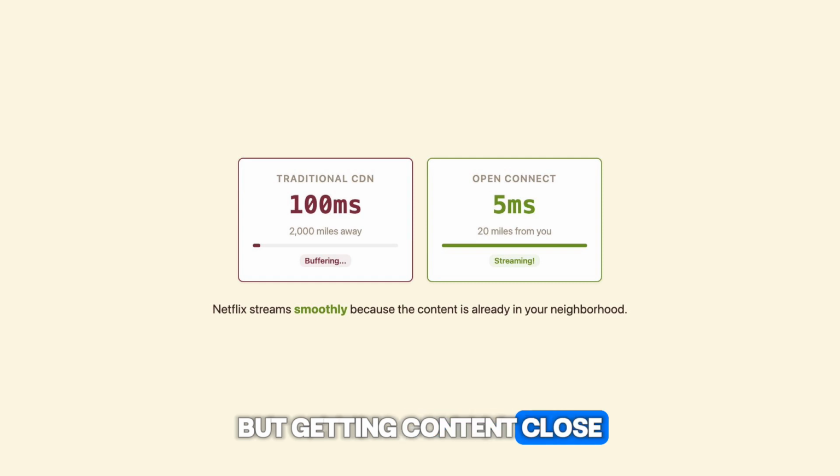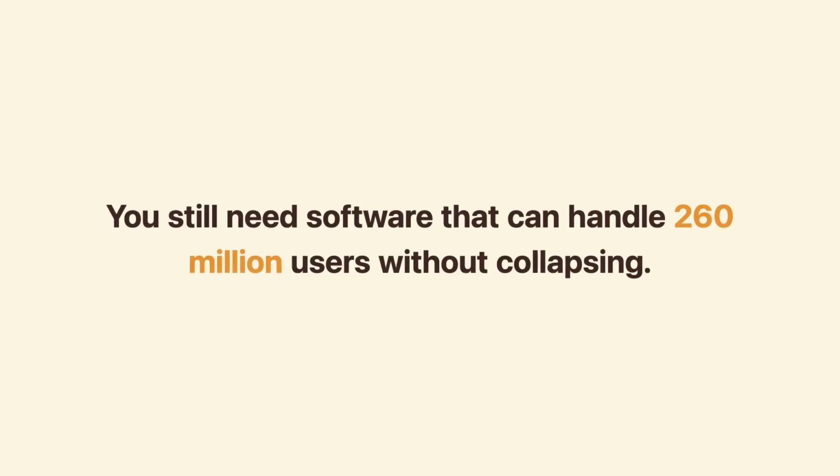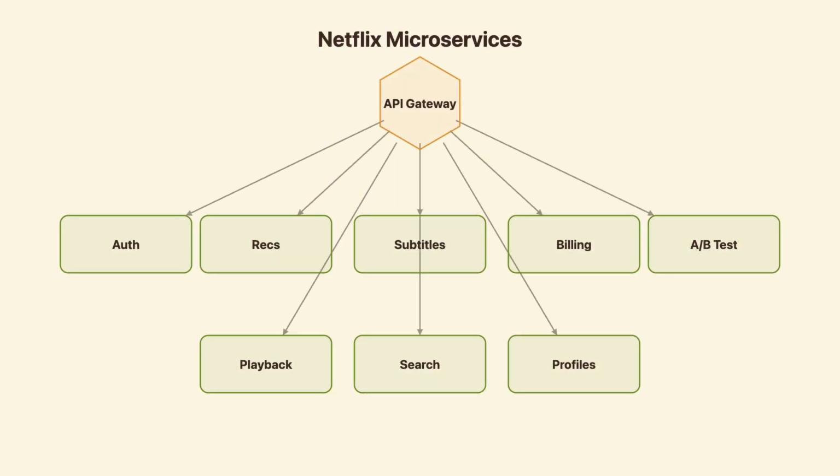But getting content close to users is only half the battle. You still need software that can handle 260 million users without collapsing. That's Part 3. Microservices architecture. Netflix doesn't have one application. They have over 700 independent microservices, and each one does exactly one thing. Authentication service, recommendation service, subtitle service, billing service.